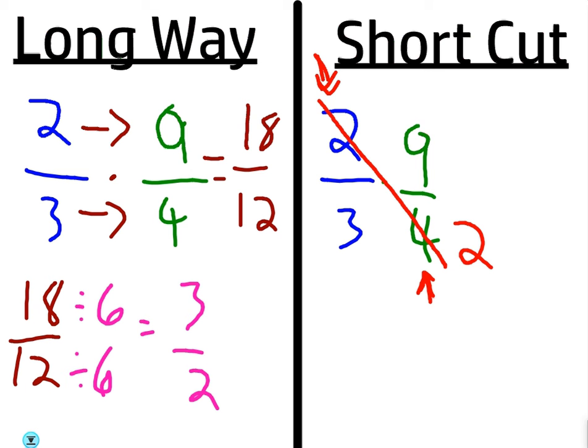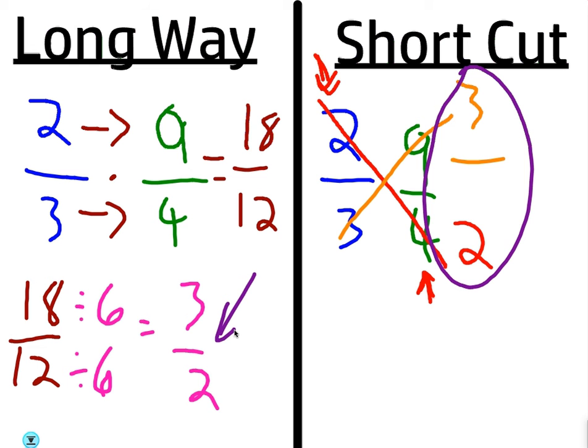Once you go top left, bottom right, then you go top right, bottom left. Is 9 or 3 bigger? 9. So what's 9 over 3? So that goes on top, and look, we got the same answer as when we did it the long way, only we basically did it in one step, right?